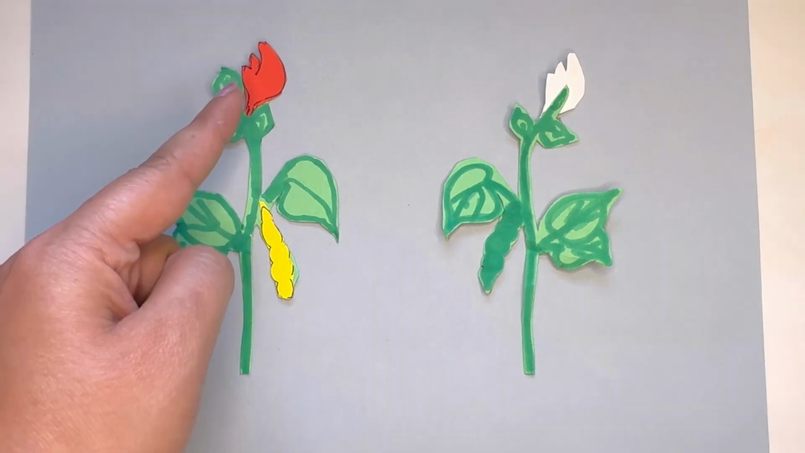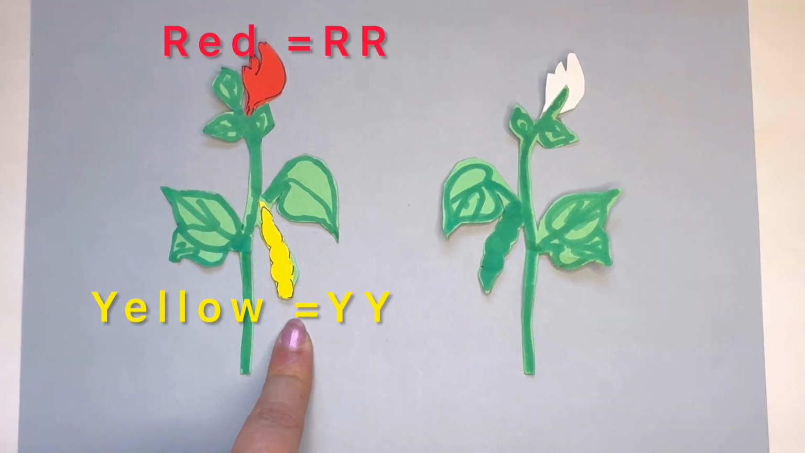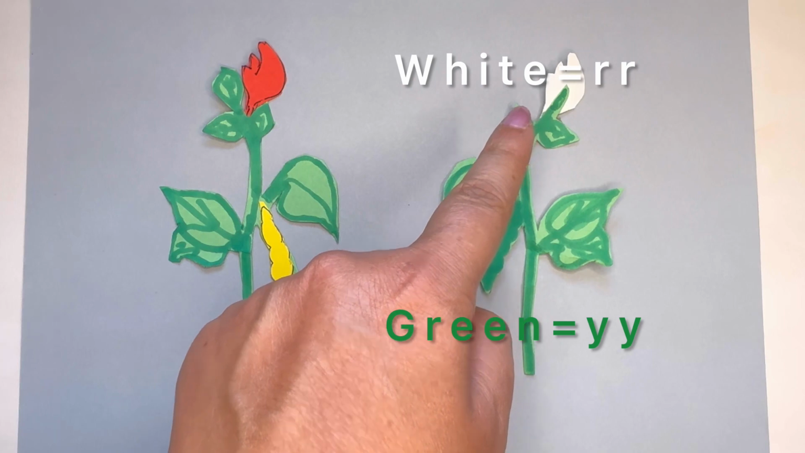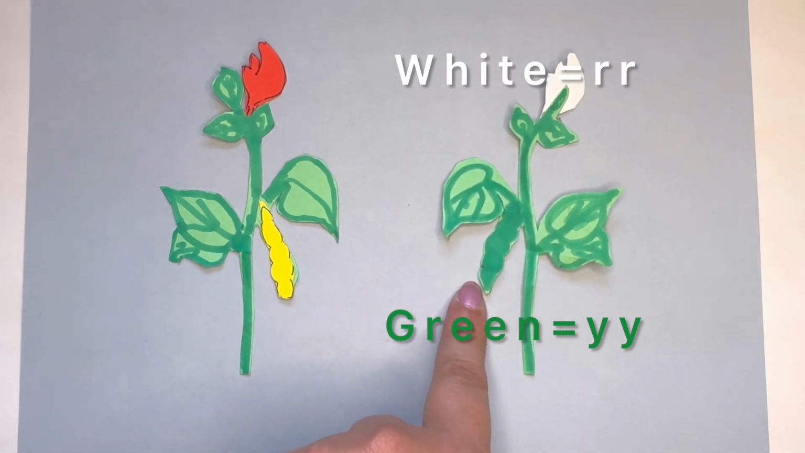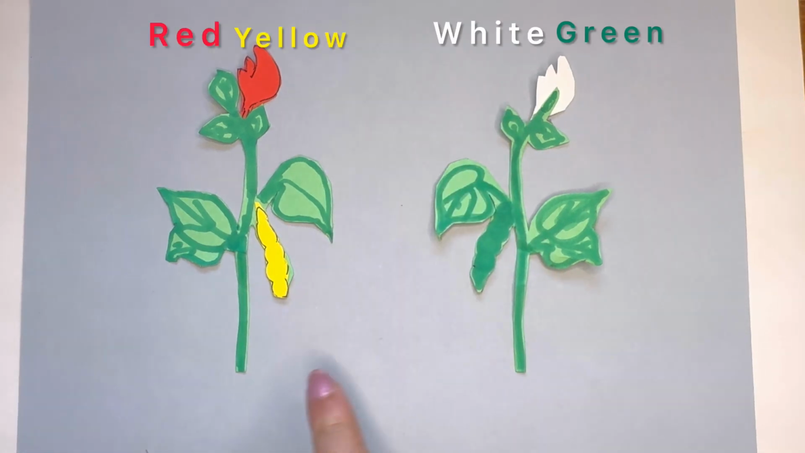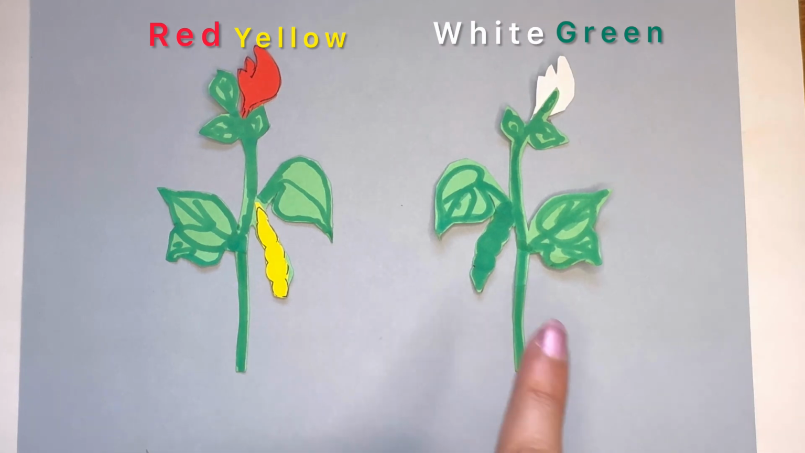As you know already, the dominant characters are represented by capital letters and recessive characters are represented by small letters. Here the parental plants are showing two pairs of contrasting characters. So the cross between these two plants is known as dihybrid cross.